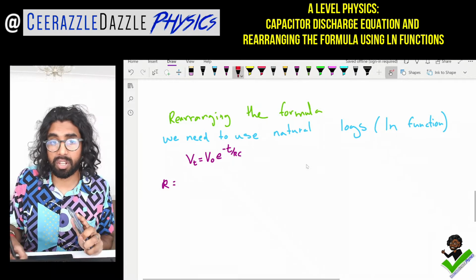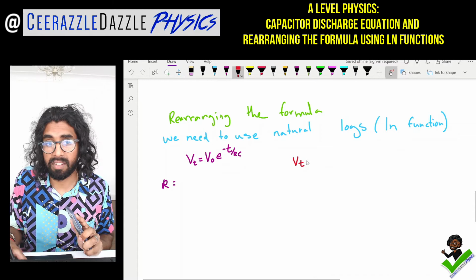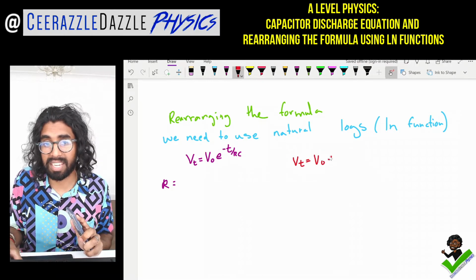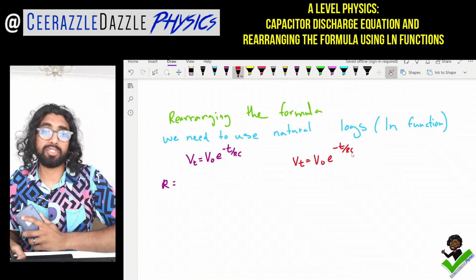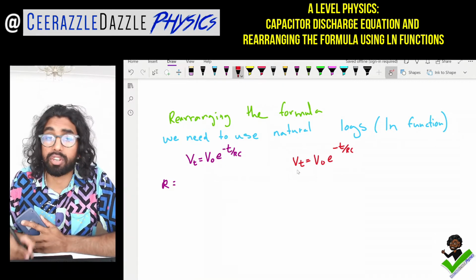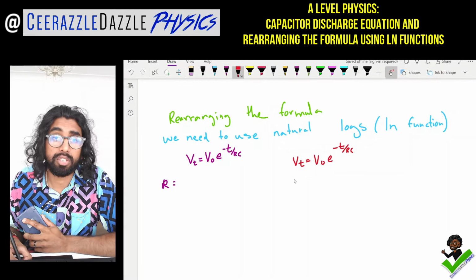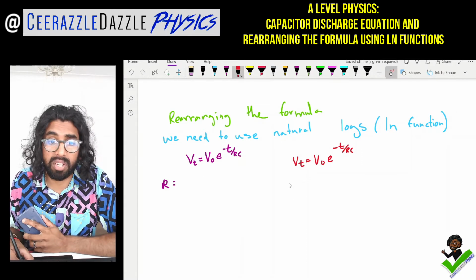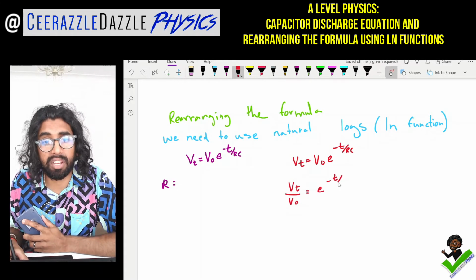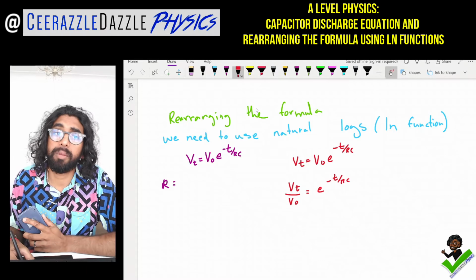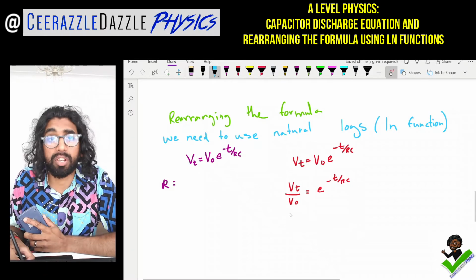So we'll do it very slowly. We know that Vt is equal to V0 e to the minus t over RC. Obviously you have to check your maths to make sure you're able to rearrange it. You're going to have to take the Ln of both sides. So what I do is take the V0 underneath, so Vt divided by V0 on this side is equal to e to the minus t over RC. Happy? Now from here I'm going to take the Ln of both sides to get rid of the e.